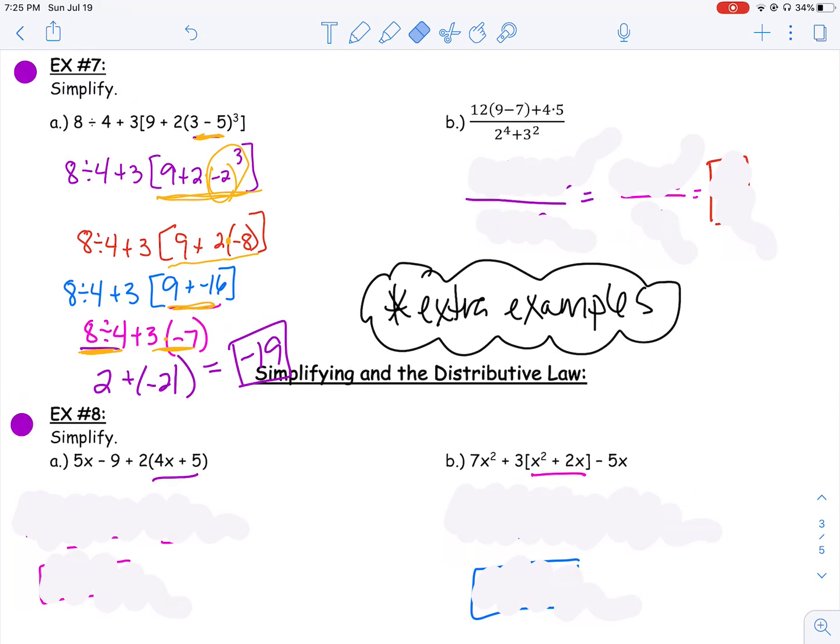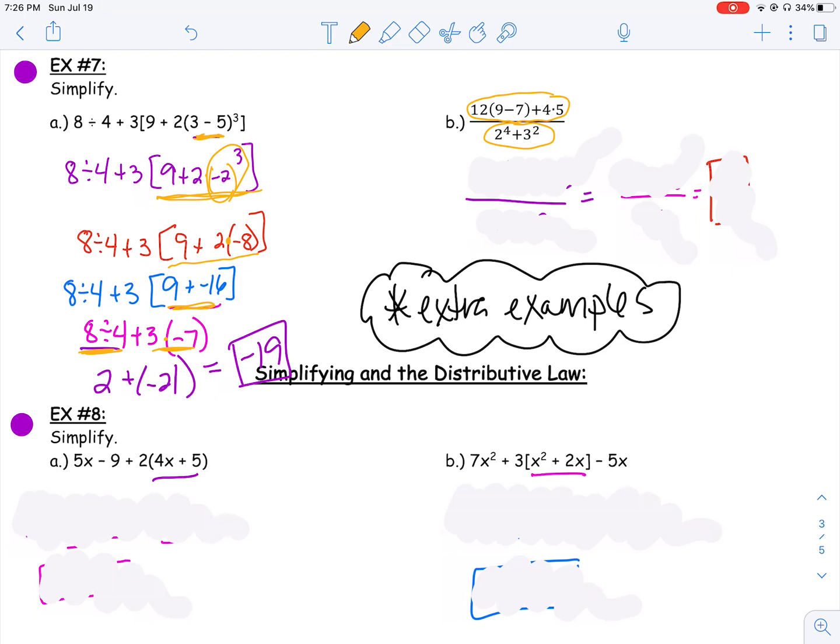All right, let's look at B. B gives us now a division, a fraction bar, right? And so that is a type of ordering symbol. And so remember, we're going to do parentheses, brackets, absolute values, or even division bars first. What that means is we want to make sure that we simplify everything in the numerator, then simplify everything in the denominator before we put them together.